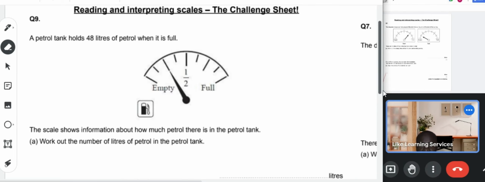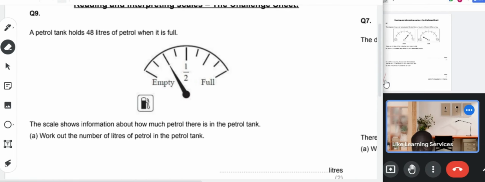Then this one, the one at the top. A petrol tank holds 48 liters of petrol when it is full. When it is full, 48 liters. The scale shows information about the petrol there in the petrol tank. Work out the number of petrol in the petrol tank. It's actually not difficult. It holds 48 liters when it is full.